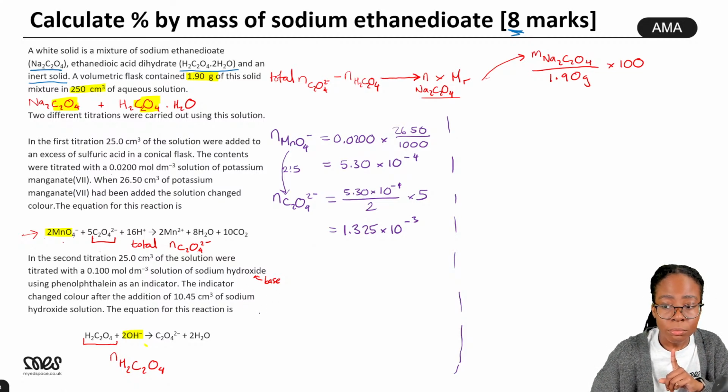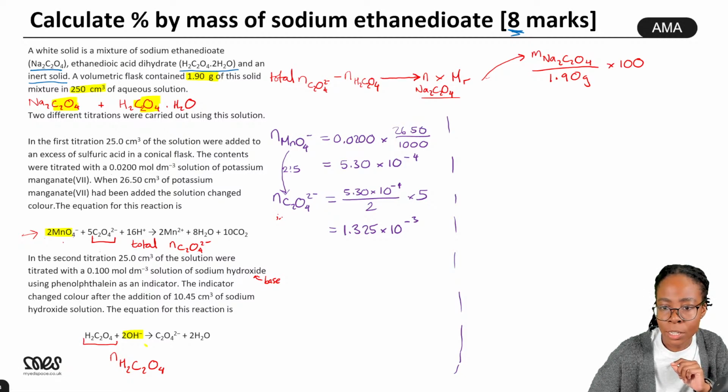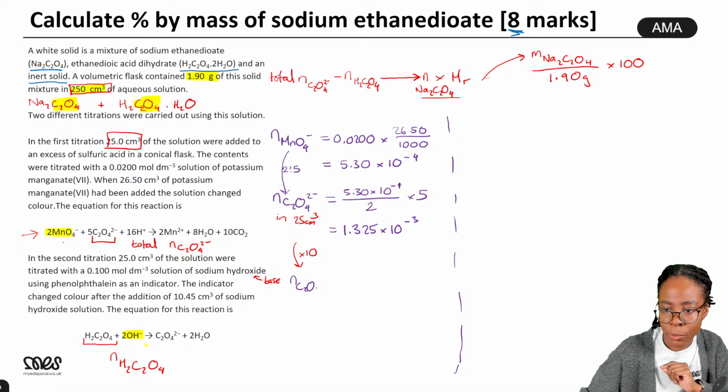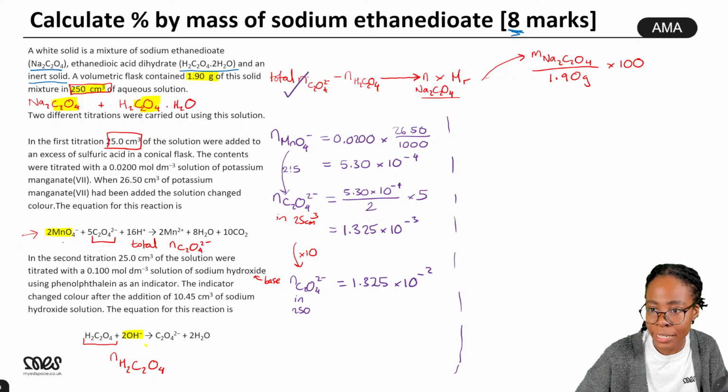Remember to scale. This was the number of moles of the ethanedioate ions in our 25 centimeters cubed titration, but our original solid was dissolved in 250 centimeters cubed. So absolutely, we're going to times by 10 to get our moles of ethanedioate ions in our original solution. So 1.325 times 10 to the minus 2. Okay, that's our total moles of our ethanedioate ions.